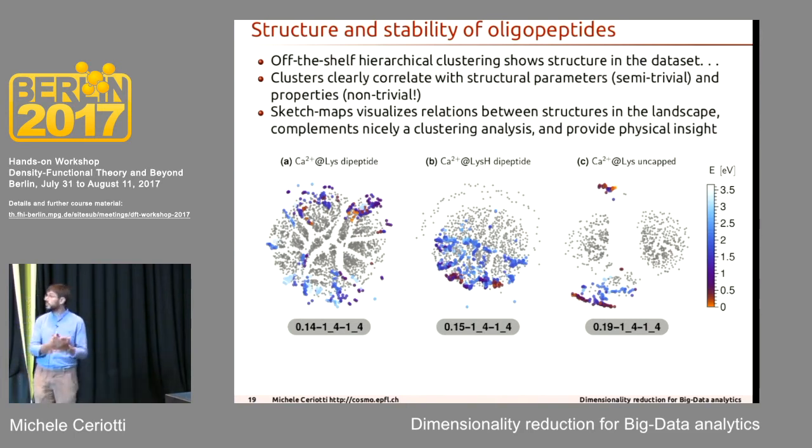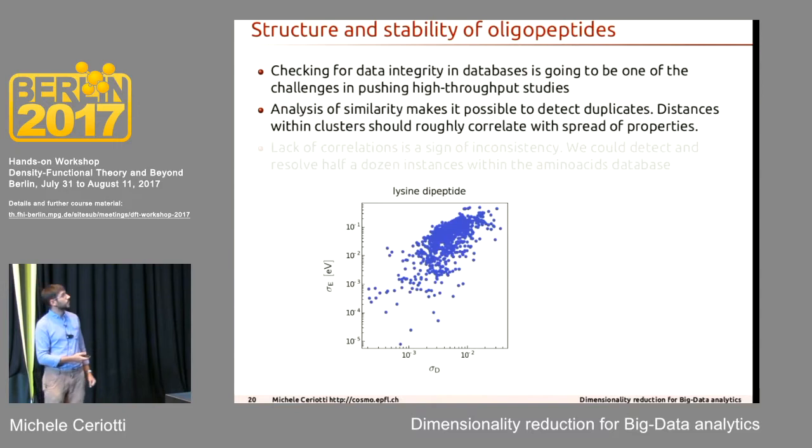So you can really use this representation to understand something and convey a message in a very clear manner. And something which is important, in my opinion, is that you can also use this kind of analysis to identify inconsistencies in the data set. So here, in particular, for each of the clusters that we find, we have a measure of how structurally diverse they are and how energetically diverse they are.